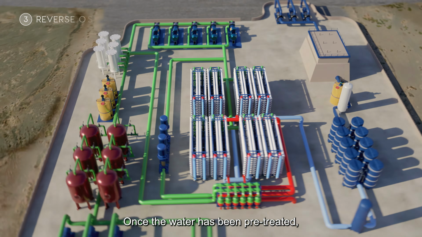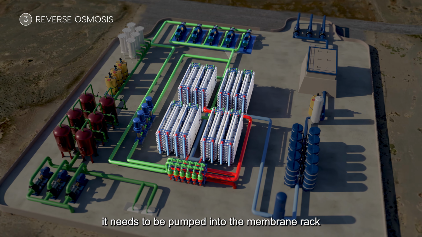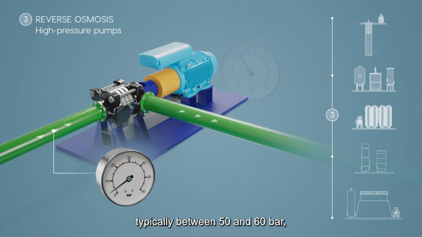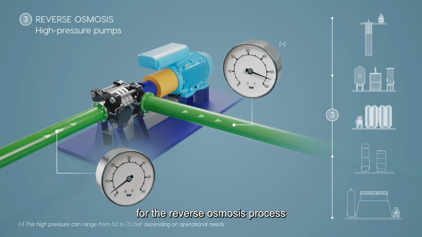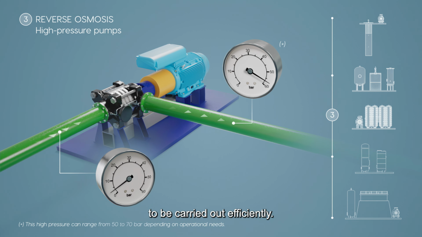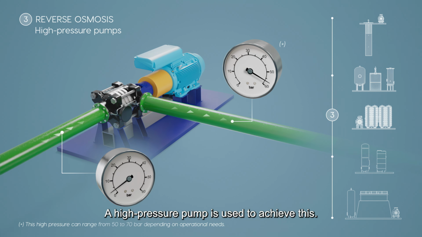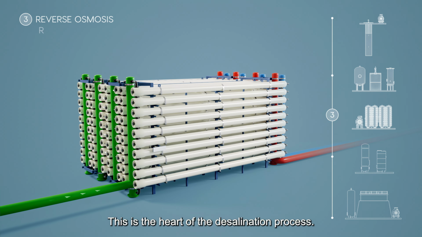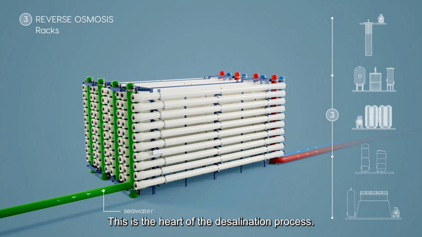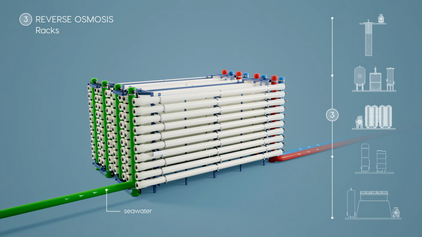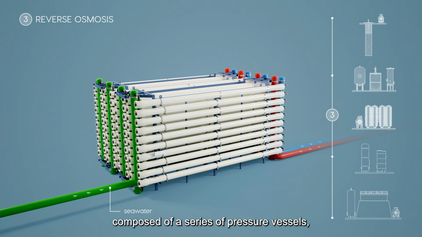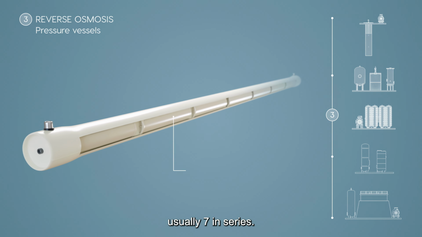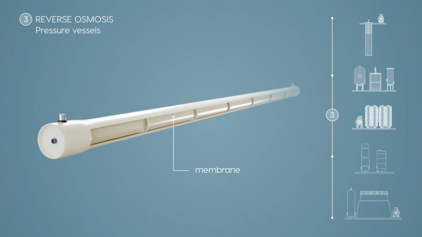Once the water has been pre-treated, it needs to be pumped into the membrane rack with sufficient pressure, typically between 50 and 60 bar, for the reverse osmosis process to be carried out efficiently. A high-pressure pump is used to achieve this. This is the heart of the desalination process. The system consists of racks composed by a series of pressure vessels, each of which houses a number of membranes, usually 7 in series.